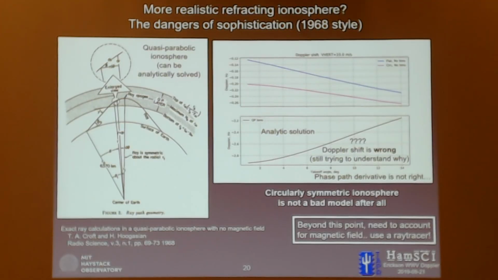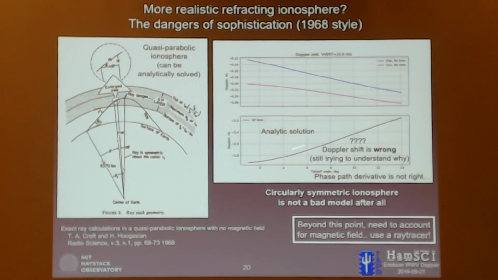So, not bad. The interesting thing I found when doing this was, if you get more realistic, this is something called Croft and Hugasian, a radio science paper in 1968. They actually refract the thing. This is to try to figure out, and if you love math, this is one of the few integral equations that closes analytically, and they solve it, and it's totally wrong. And Ethan and I are still trying to figure out why.